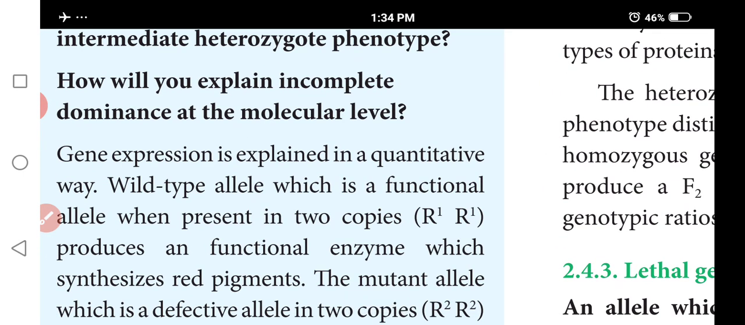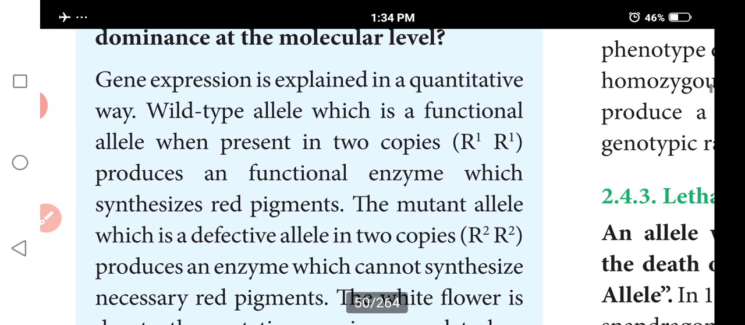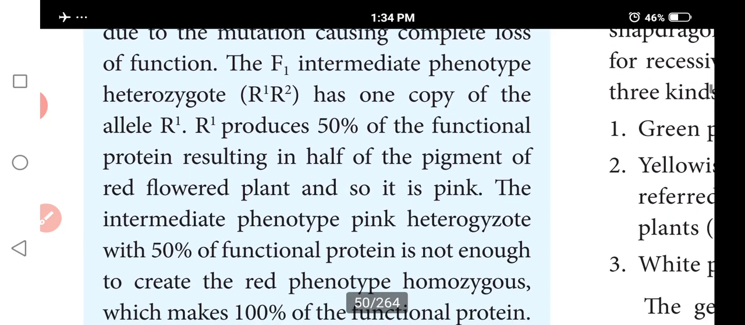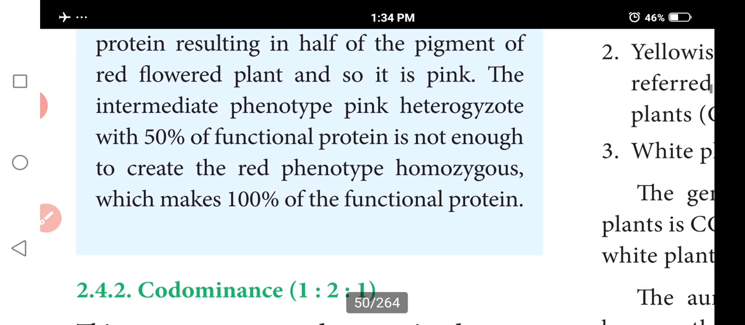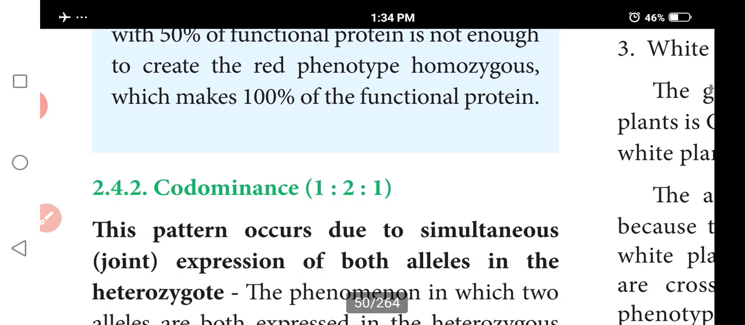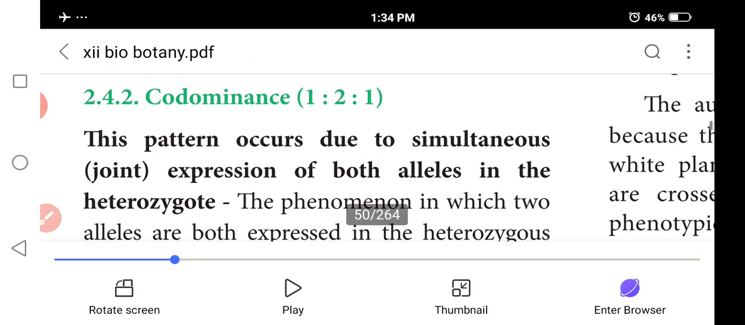Next, R1 R2: 50% are the functional units and the remaining 50% is pink. Okay, so next one is codominance. Codominance shows a 1:1 ratio. We have to find out this pattern, as with incomplete dominance.